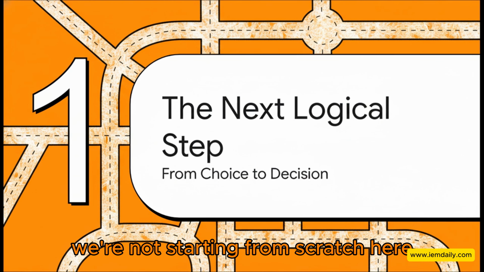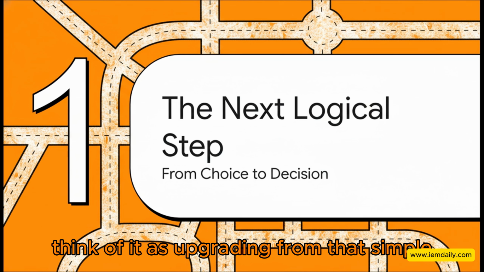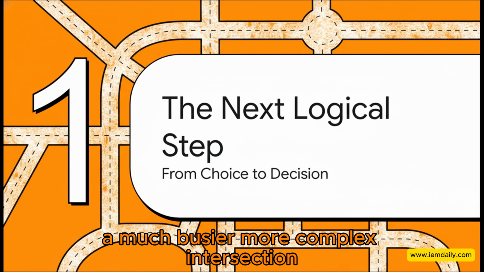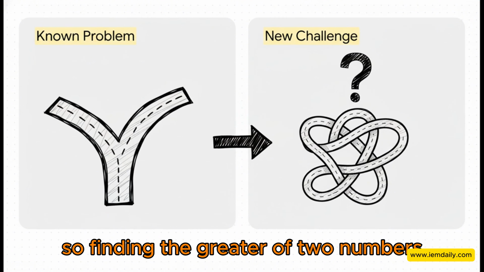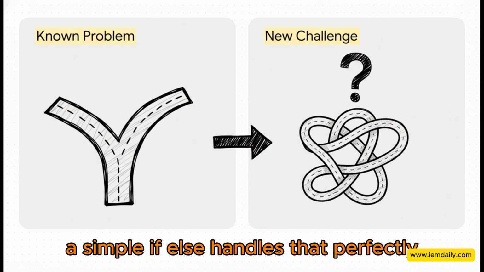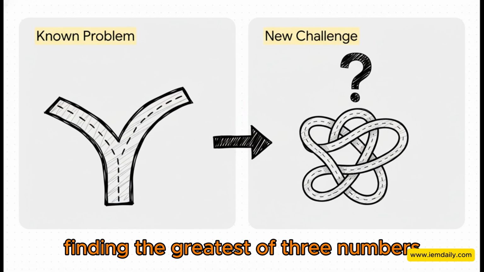We're not starting from scratch here. We're actually going to build on what you already know. Think of it as upgrading from that simple fork in the road to a much busier, more complex intersection. So finding the greater of two numbers. You've probably got that down. A simple if-else handles that perfectly. But what about our new challenge? Finding the greatest of 3 numbers.